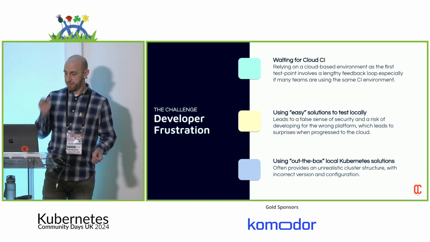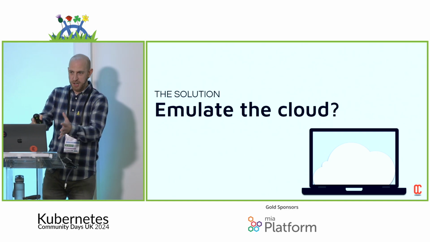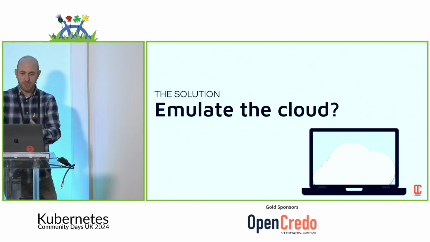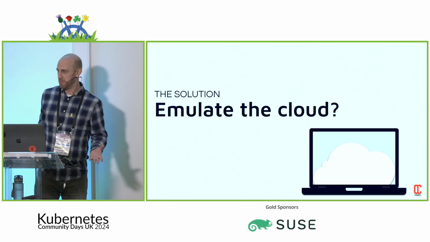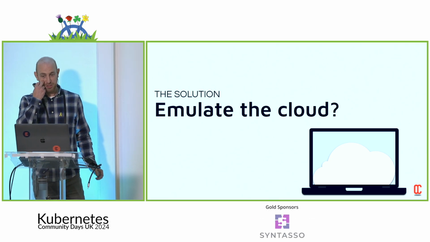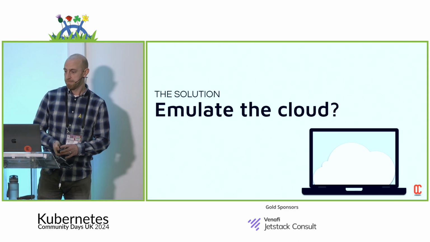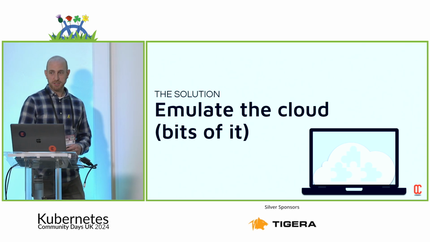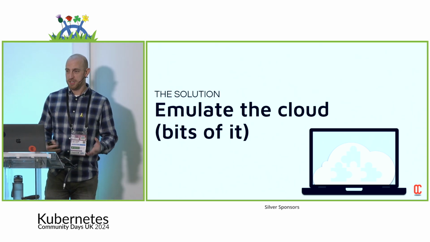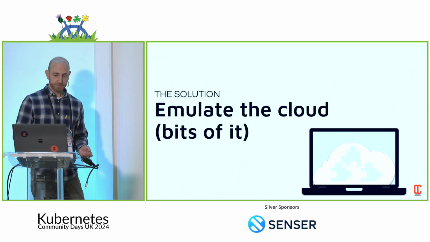So what should we do? Should we just emulate the whole cloud? Should we try and stuff an entire copy of AWS or Google Cloud into our laptops? It's crossed my mind whether that's actually possible. Maybe it is, but to be honest, I don't think that's a particularly practical solution. If we did achieve that, I'm not sure it would be particularly helpful either. But what we can do is emulate bits of the cloud. We can emulate the things that are preventing us from replicating what we're doing in the cloud on our laptops.